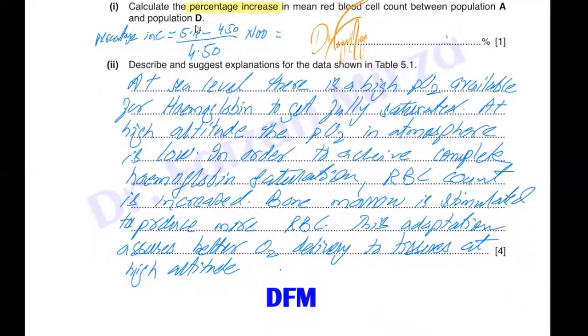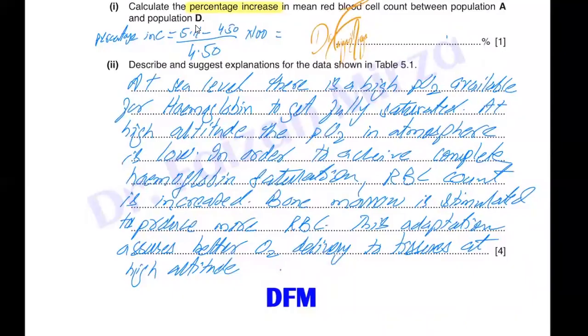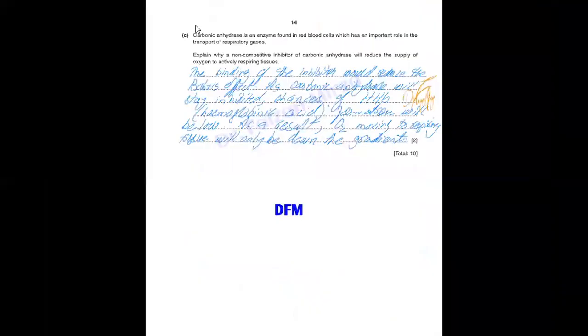We know that at sea level there is a high PO2 available for hemoglobin to get fully saturated. PO2 is the partial pressure of a gas. Partial pressure is the measure of the quantity of a gas in a particular environment. So at high altitude, the PO2 in the atmosphere is very low. In order to achieve complete hemoglobin saturation, the RBC count needs to increase. Bone marrow is stimulated to produce more red blood cells because inside the bone marrow there are stem cells, so they divide by mitosis. This adaptation ensures that better oxygen availability to the tissues at high altitudes continues.